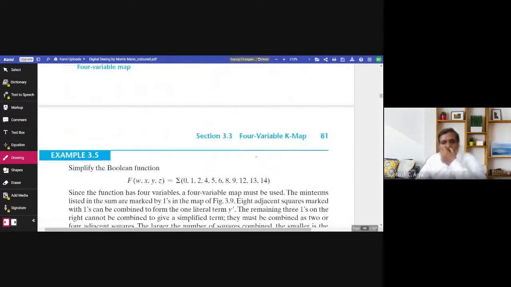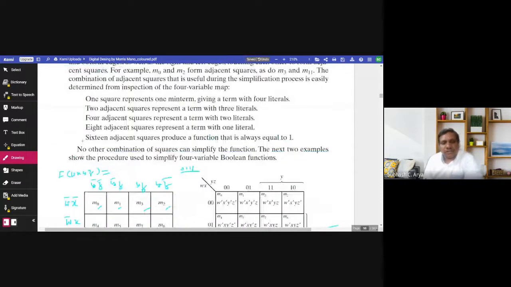Now the same formula we can adopt here, as I told you. What are the possible things? We have to go from here to here. First look into the group of 16 adjacent ones. If not possible, then go for the group of 8 adjacent ones, then 4 adjacent ones, then pair. If still not possible, then leave it like that and write the corresponding minterms.